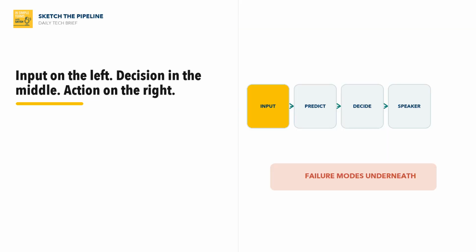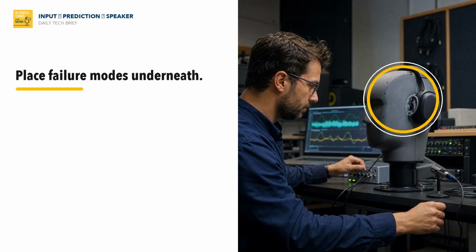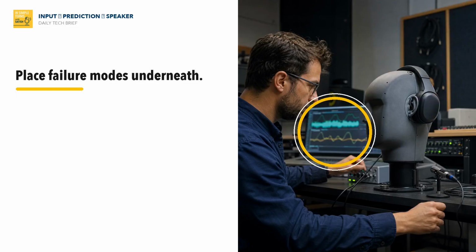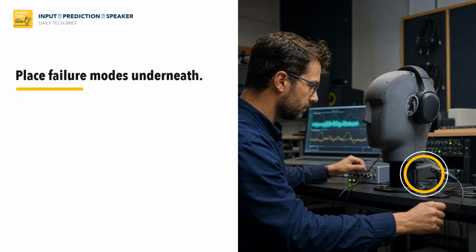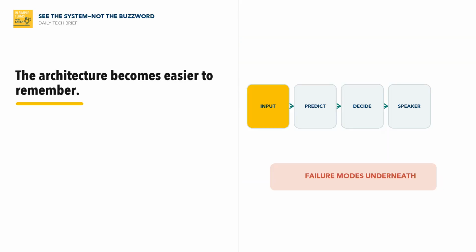A good way to learn the topic is to sketch the pipeline. Draw the input signals on the left, the decision or prediction layer in the middle, the user-facing action on the right, and the failure modes underneath. That one diagram will teach more than memorizing the buzzword.